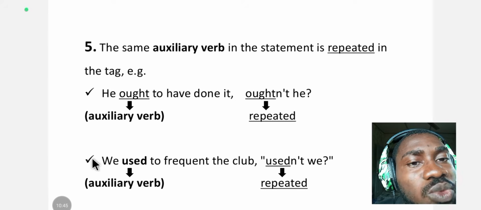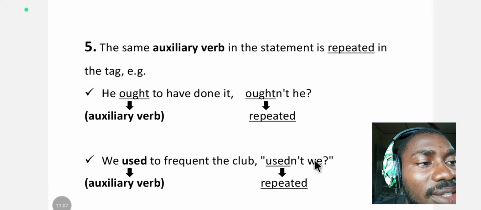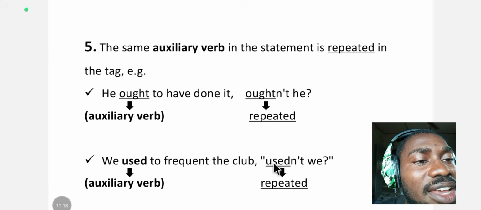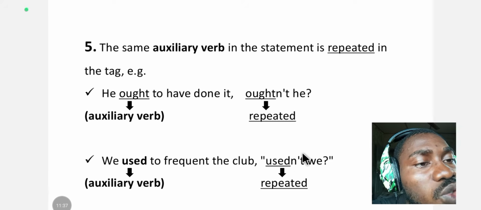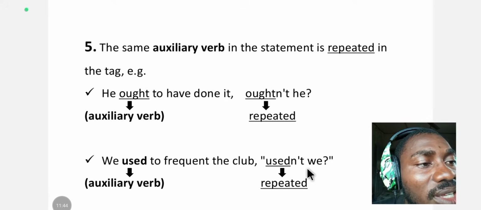Looking at another statement, the second example: we used to frequent the club. Used, didn't we? The auxiliary verb here, used, is repeated. We used to frequent the club, used, didn't we? Remember, a positive statement goes with a negative tag. So this is a positive statement because used is positive. Used didn't or used not. Anything with not is a negative word. So that makes this a negative tag because of this negative word, this not. So used, didn't we? We repeated the auxiliary verb in the question tag or the disjunctive.